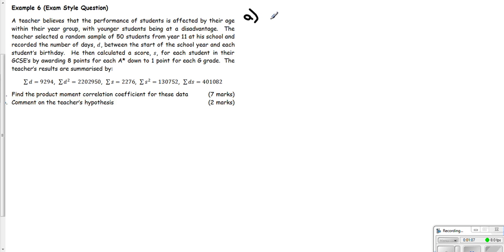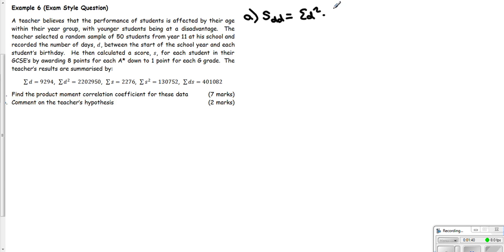So first thing we need to do is work out SXX. Now, in this example, X is actually D. That's the explanatory variable. The number of points in the GCSE is the response. So what we're assuming here is that the number of days after the school year affects the GCSE point score. So this one would go on the x-axis and S would go on the y-axis. So instead of writing SXX, I'm going to write SDD because in this case that's the variable.